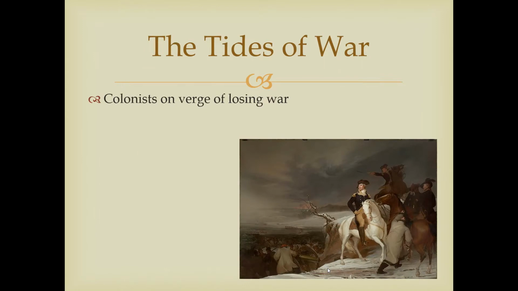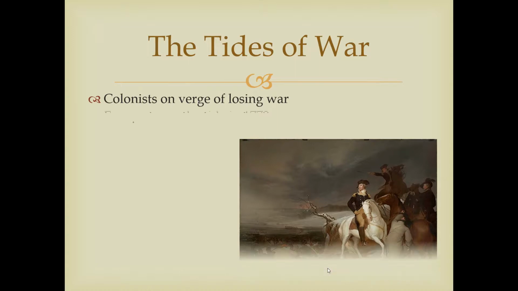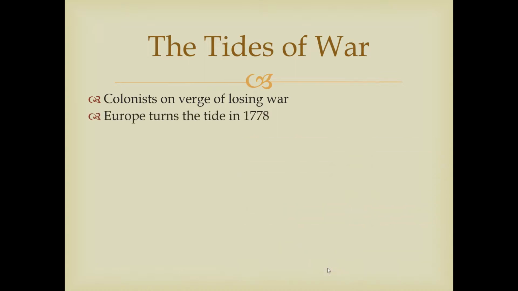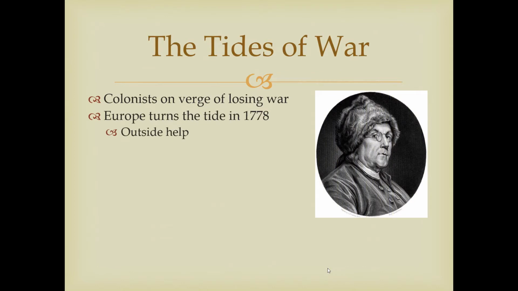The British are constantly defeating them, and the British are beginning to use much more hardline tactics, and the colonists have no real chance of winning, except Europe is going to come in. You're going to start seeing outside help. Benjamin Franklin and Thomas Jefferson have been in Paris, trying to get the French and other forces to accept them as a sovereign nation.